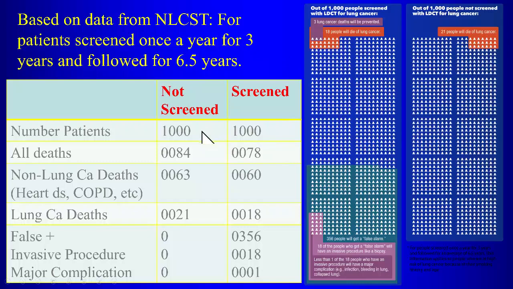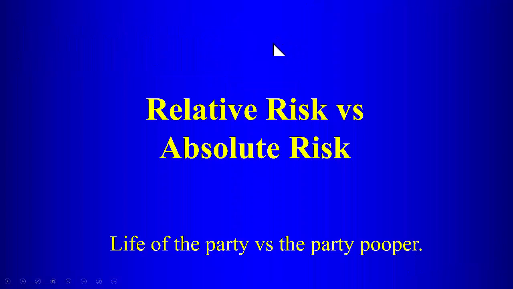So if you compare the unscreened population to the screened population, you can see the number of deaths. Most of the deaths occur from non-lung cancer related reasons. So heart disease and COPD are more common than lung cancer, and that results in most of the deaths. When you look at the lung cancer deaths here, you can see that there's a difference of about 3 if you screen 1,000 people between the screened population and the unscreened population. But the cost of that is all these false positive findings, invasive procedures, and the possibility of a major complication.